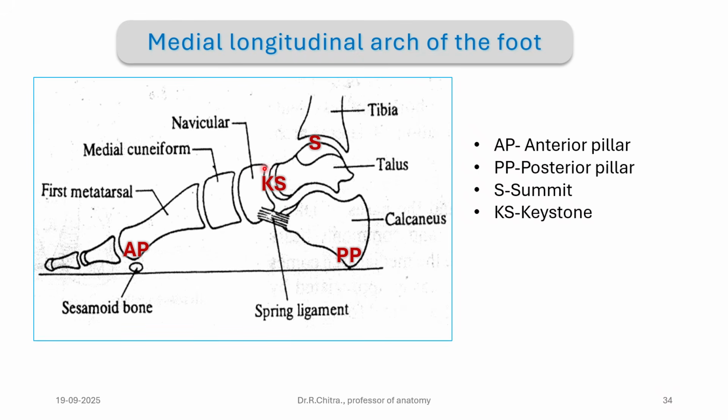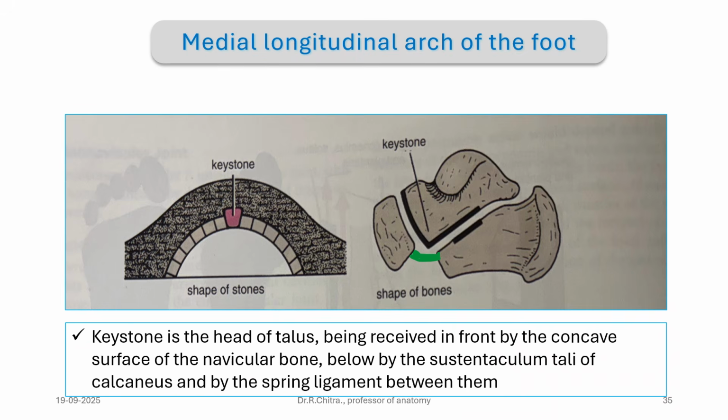Now we will see this keystone. You can compare it to a stone arch. This is the highest keystone. If this stone is broken, the arch is going to be affected. So the keystone in the medial longitudinal arch is the head of the talus, being received in front by the navicular bone and below by the sustentaculum tali, and in between by the spring ligament. So this is the keystone of the medial longitudinal arch.